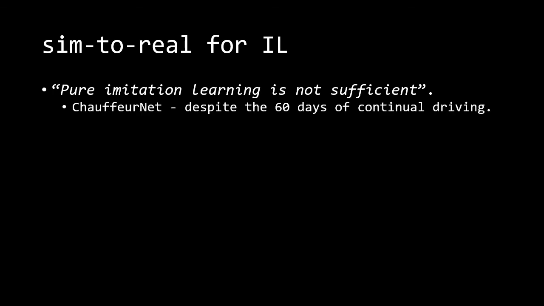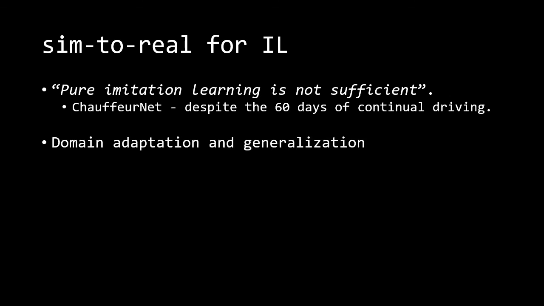This is from ChauffeurNet, from Waymo. They have been driving 60 days. It's more than 30 million examples, and that's not enough. So you want to do two things. First, you want to make the transfer from semantic images to real, to real-world views. So this domain adaptation is about generalization. You can do augmentation, obviously, on the camera input.